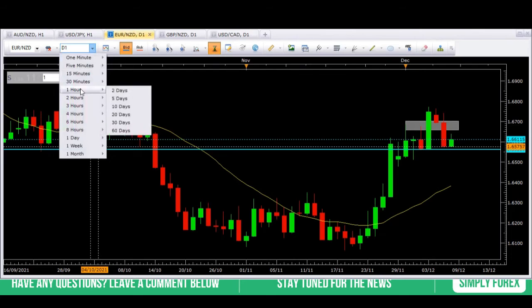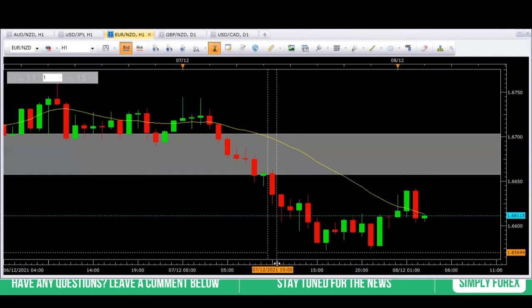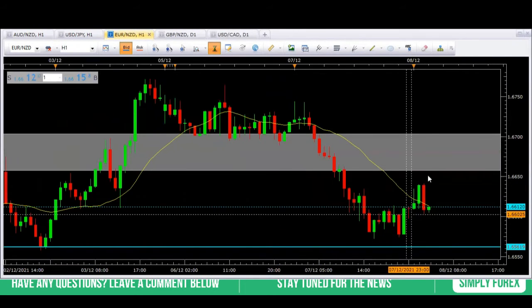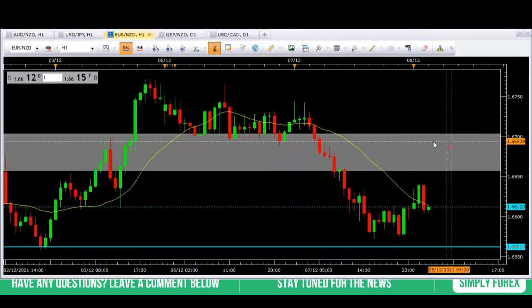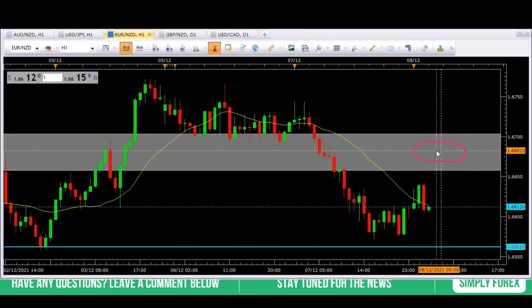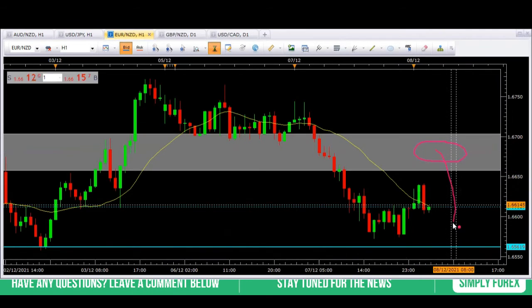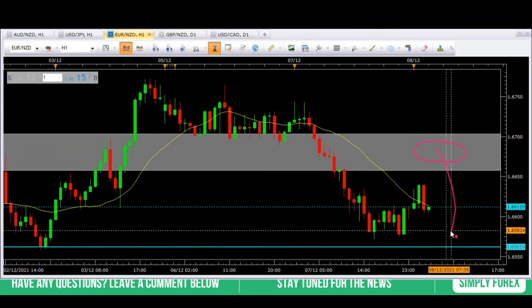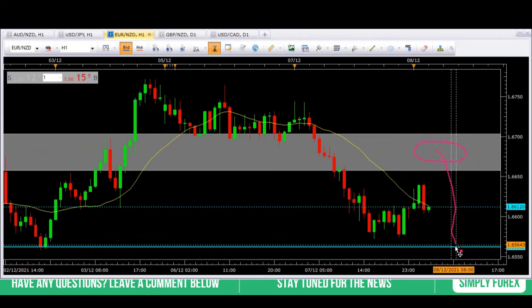Let's look at H1 for execution. So what I want to happen, guys, is I want price to retrace to this grey zone. All right, then I'm looking for a bearish candlestick pattern, and then we can take price back down to the last low of 6582, and then even leave a little bit on the trade down to our blue daily target. All right guys, so that's what I'm looking for in the euro against the New Zealand dollar. We are shorting, we are selling this market.